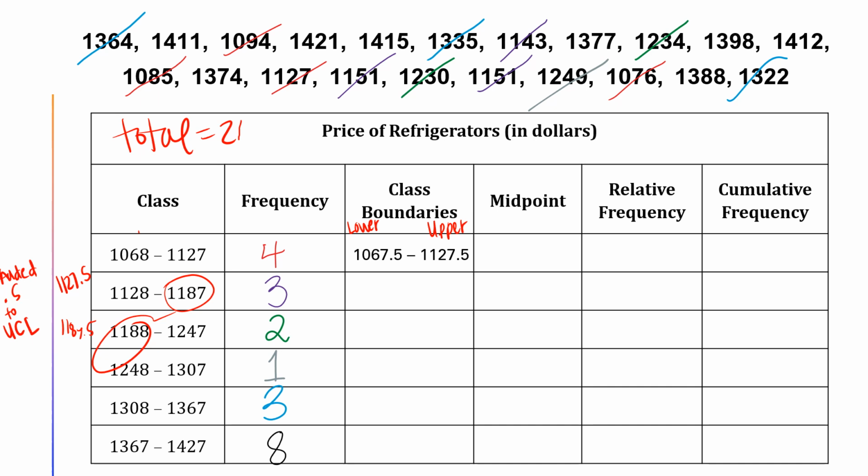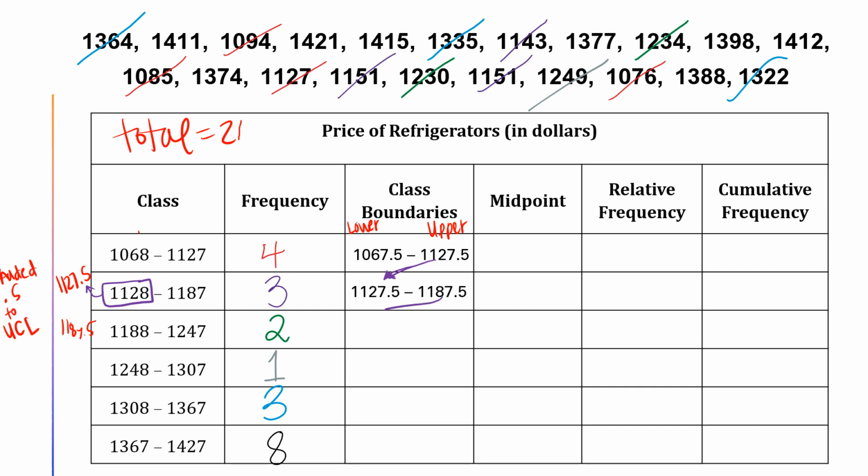To get the lower class boundary, remember what we did? The exact opposite. We go to our lower limit, and we subtract 0.5. That's going to get us to that 1127.5. You're going to notice that this happens every time. The upper class boundary from the previous class is going to transfer down, and it's going to become the lower class boundary for the next class.